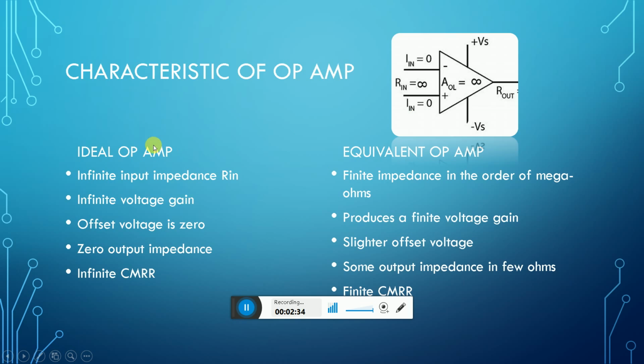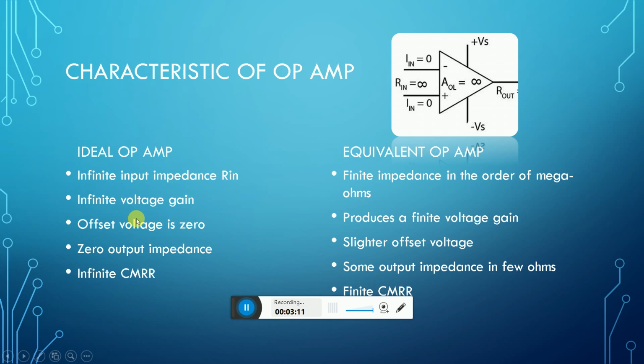There are two types of op amp, ideal op amp and equivalent op amp. In ideal op amp, the input impedance, that is Rin, is infinity, whereas in equivalent op amp, the input impedance will have a finite value, about in mega ohms. The voltage gain AOL is infinite in ideal op amp, whereas in equivalent op amp it has a finite voltage gain.